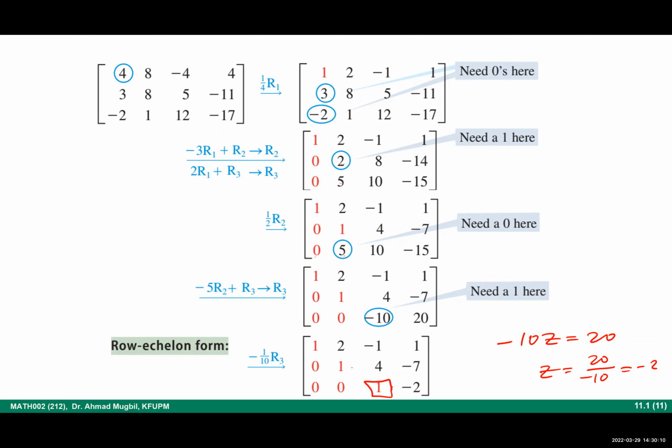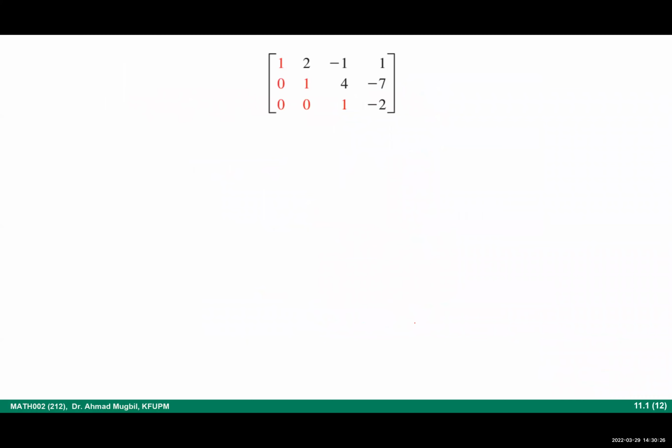Look, the first non-zero entries are 1s, and all the elements below them are 0s. Now, what is good is that we have z. Clearly, z is -2. You can substitute in the second row to have y, and then in the first one to have x. It is better to write the system, get your system back. So if you use the elimination, you will get this at the end.